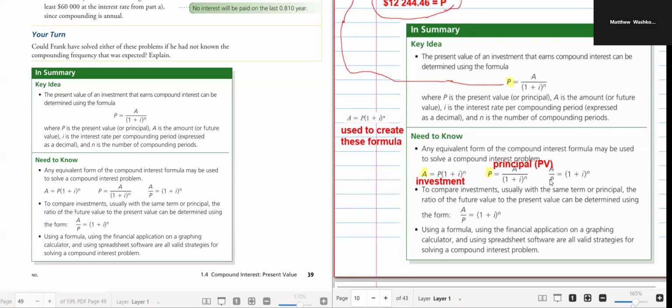Look at this one here, A divided by P. I'm taking my investment and dividing it by the principal. This is seeing how much larger it is. So maybe it's 2 times bigger or something, and so on and so forth. So that's what that is.